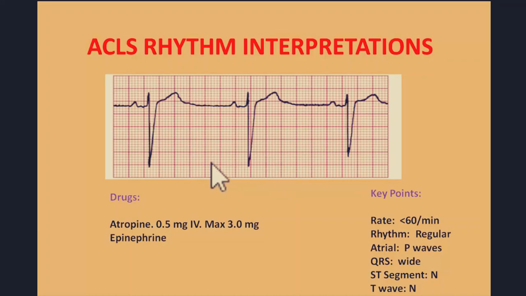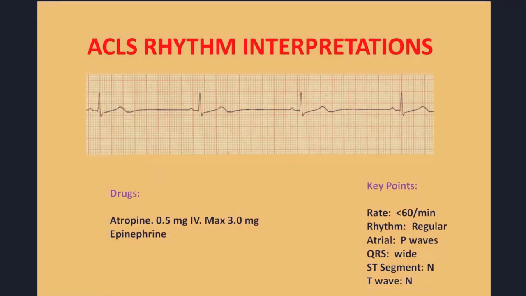And if this bradycardia is associated with the symptoms of sweating or slight drop in blood pressure, the treatment would be atropine 0.5 milligrams intravenously and repeated 5 minutes apart to a maximum of 3 milligrams. You can also use epinephrine if the patient is unstable or if the blood pressure is unstable. So this is an example of a significant bradycardia rhythm strip.